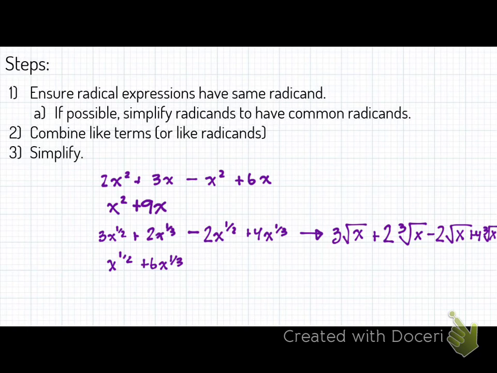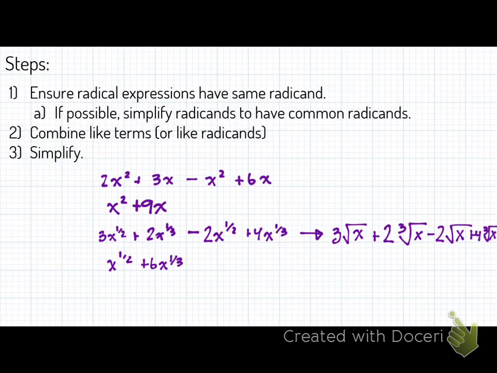Okay, 2x to the 1/3 is like saying 2 cube root of x, right? Or minus 2x to the 1/2 is minus 2 square root of x. Do you see? Yes? Okay. 4x to the 1/3 is saying 4 cube root of x. Does that make sense? Okay. This is the same thing as that, right? Do you agree that this is the same as that? So shouldn't I have the same answer as there?